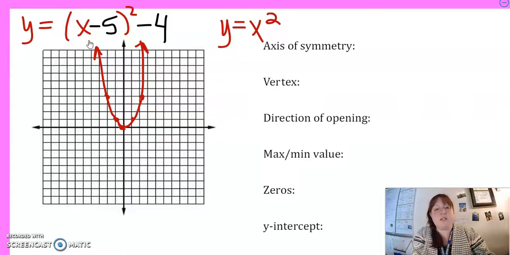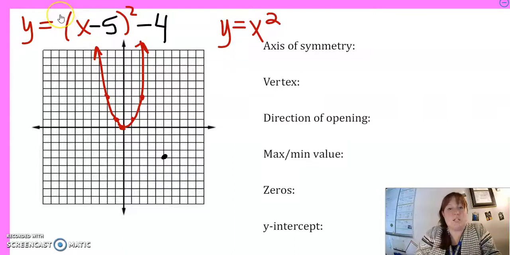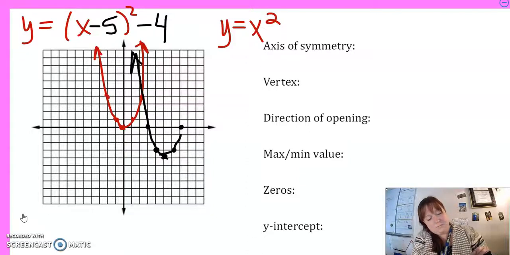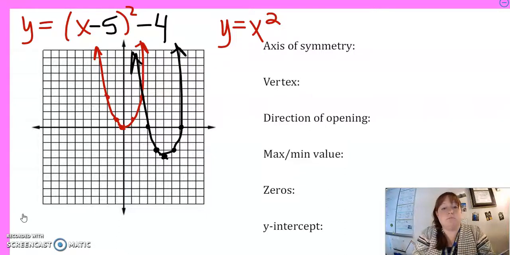So this is our parent function. Now we're going to transform it by moving it right 5 and down 4. 1, 2, 3, 4, 5, and then 1, 2, 3, 4. Okay, and then since there's no vertical stretch or compression, it didn't change the pattern at all. So all we do is go right 1, up 1, right 2, up 4. We do the same pattern that we would do because there is no vertical stretch or compression. And there you go. That's our function.